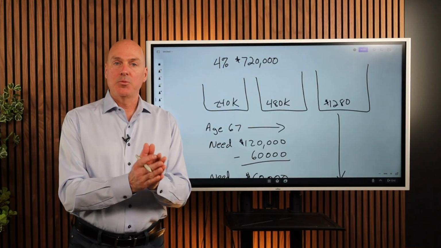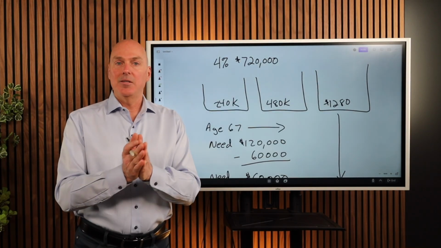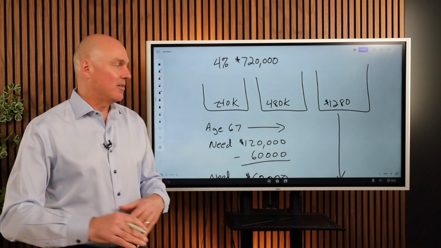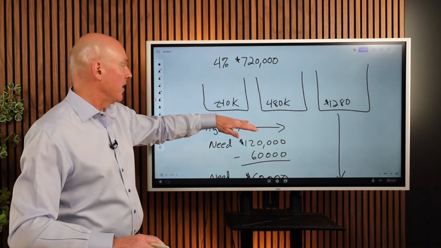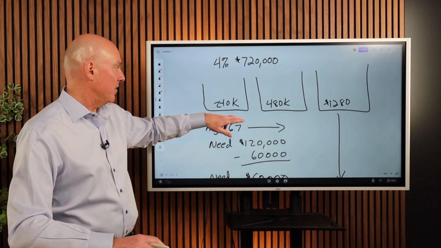Bucket number 1 is where you're going to have your safest investments. That's going to be CDs, money markets, very short-term things, very conservative investments that are very liquid that you can get your hands on. And if we want to put 2 years worth of cash flow needs in there, that's going to be about $240,000.